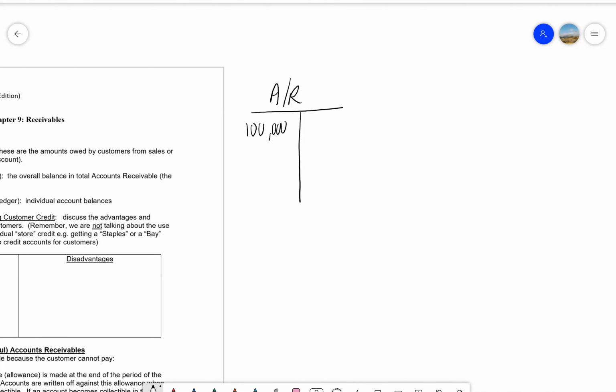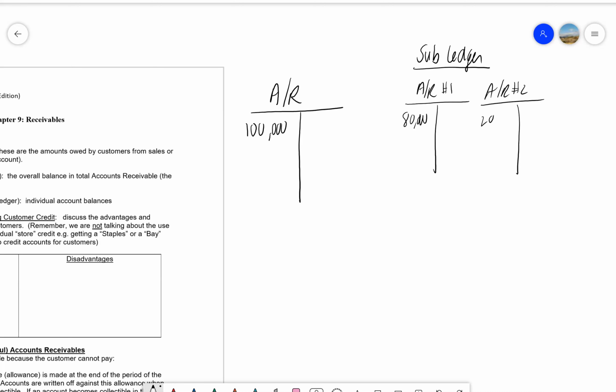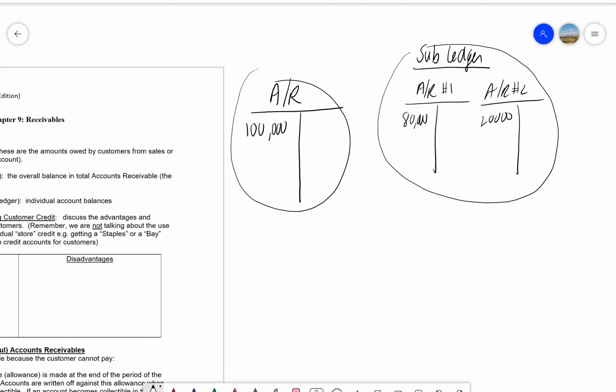So in the main general ledger account, we're going to have 100,000, but in what we call our subsidiary ledger, we're probably going to have a bunch of smaller accounts that make up the 100,000. So in our subsidiary ledger, we might have one customer that owes us 80,000 and another customer, customer number 2, that owes us the 20,000. So we know that the total in the subsidiary ledger always has to equal the amount that's in the main control account, which is part of our general ledger.